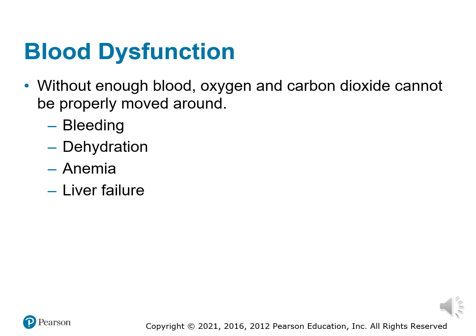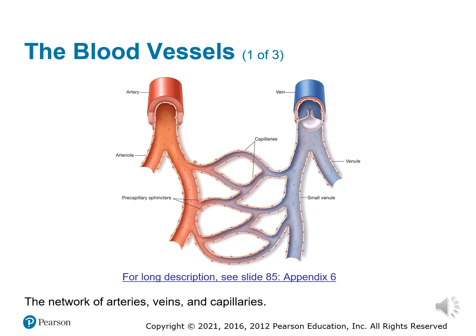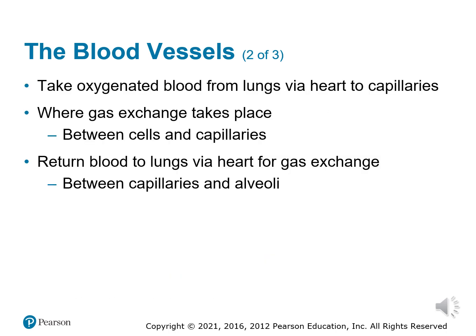Blood dysfunction. Without enough blood, oxygen and carbon dioxide cannot properly be moved around, which can cause bleeding, dehydration, anemia, and liver failure. Here is a network of arteries, veins, and capillaries. The blood vessels take oxygenated blood from the lungs via the heart to the capillaries, where the gas exchange takes place between the cells and the capillaries.